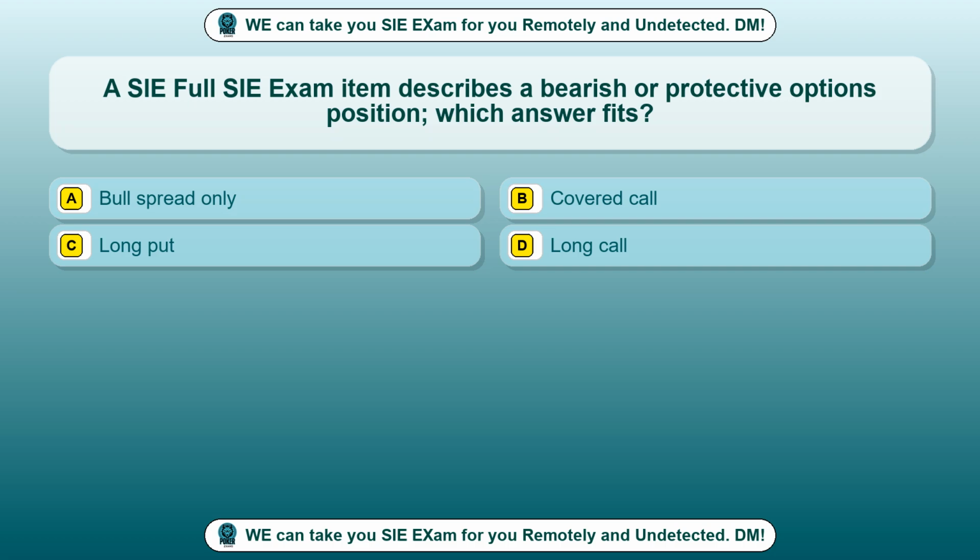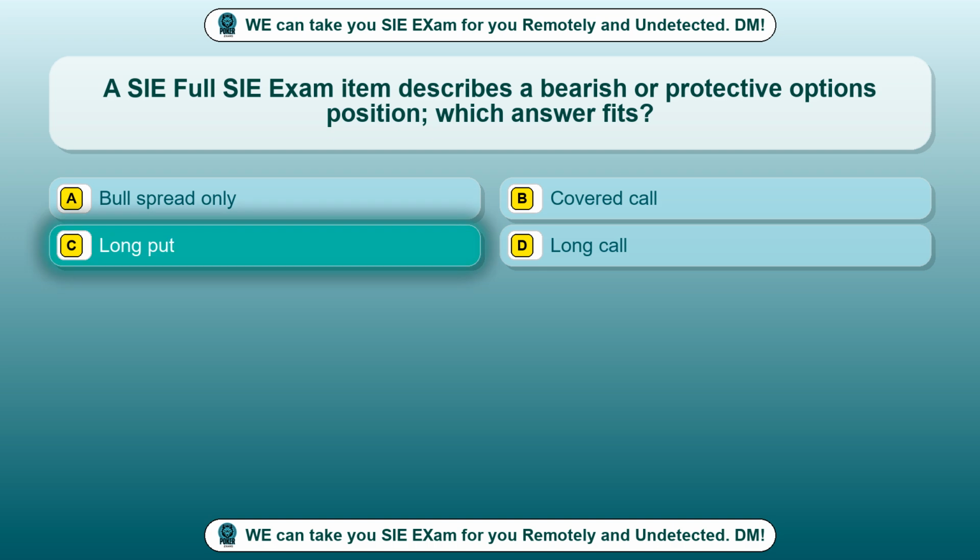Question 4. A full SIE exam item describes a bearish or protective options position. Which answer fits? Option A, bull spread only. Option B, covered call. Option C, long put. Option D, long call. The correct answer is option C, long put.